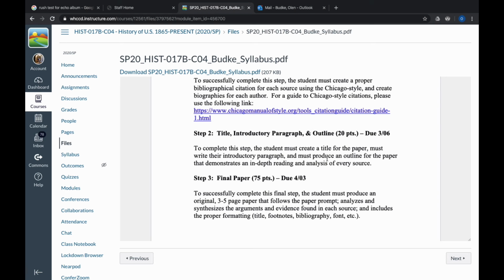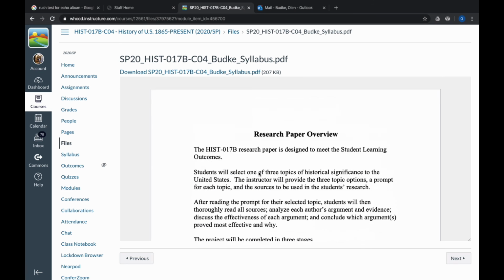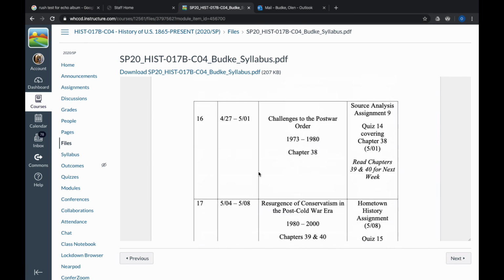If you haven't read all of your sources and taken good detailed notes, you will not be able to complete step 2 adequately, which means not only will you not earn the full 20 points, but you'll have a much harder time ahead of you completing the final paper. All right, so just keep an eye on those dates.